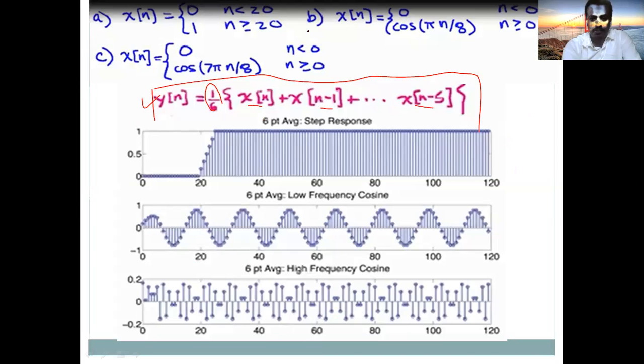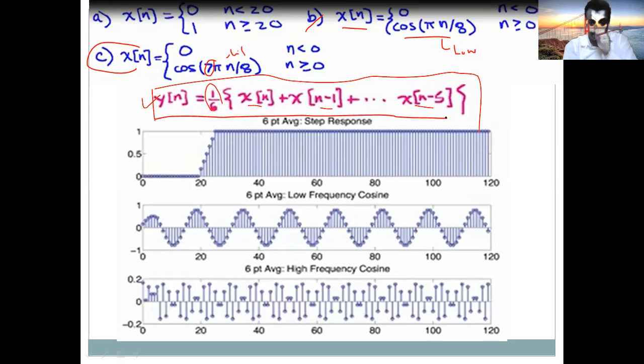So let's say, for example, input B, x of n is a cosine wave, but it is low frequency. This is a low frequency. Part C, as you can see here, is a high frequency cosine. So when you apply it through this system, I will show you, using MATLAB, how we can determine the response of this system.